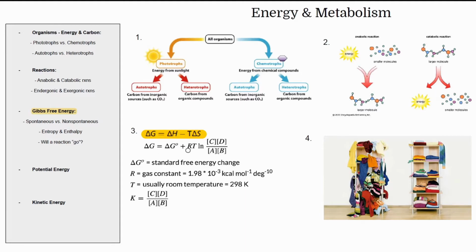If you look at the second equation here, R is the gas constant, which is a constant value. T, again, is temperature, times the natural log of K, which is the equilibrium constant. So the concentration of the products over the concentration of the reactants.